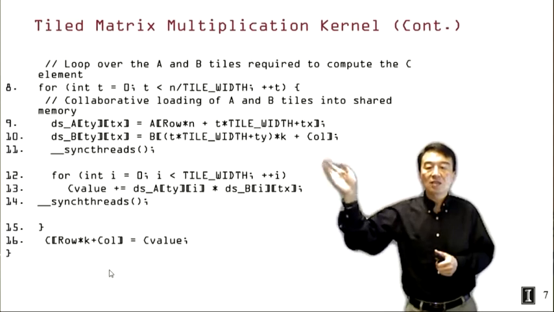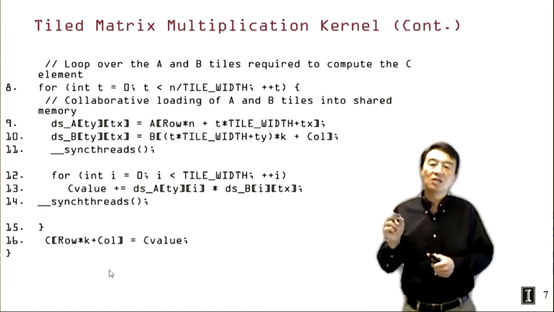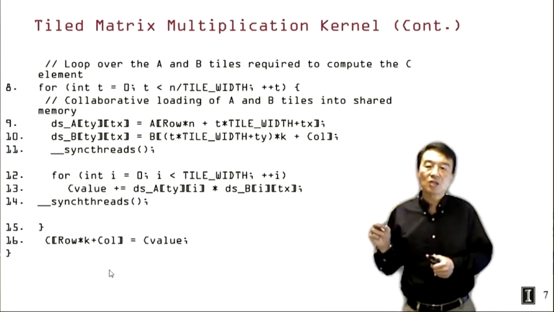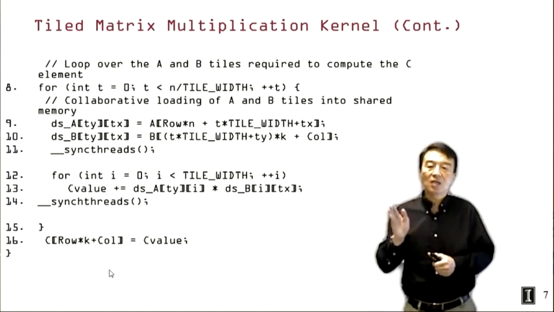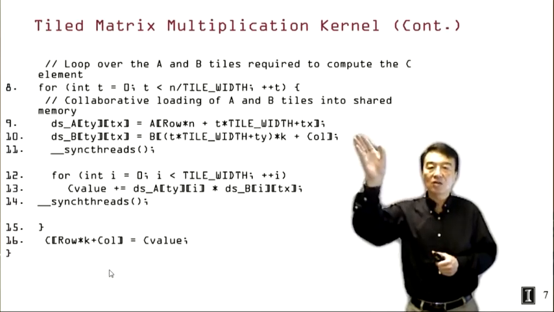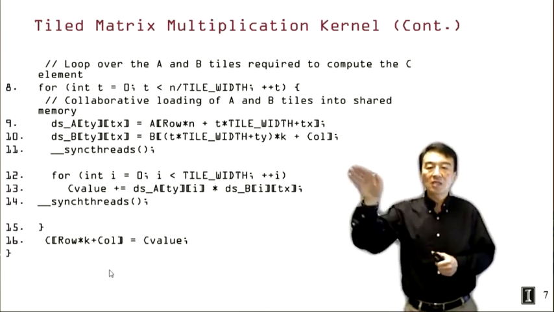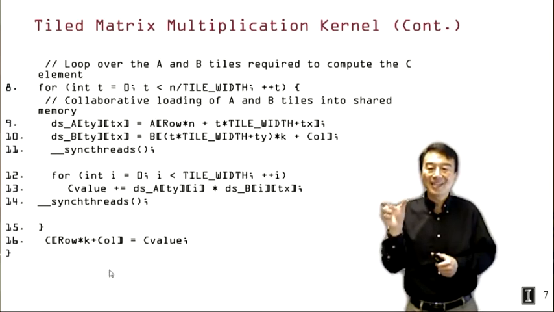And here we see a sync thread in line 11. This is important. Remember, all the threads will be loading these elements, but they may be loading these elements at different speed. So some of the threads may finish a lot earlier than the others. So sync thread is the barrier synchronization, as we discussed in one of the previous lectures, that allows all the threads to wait for each other until all the elements in those two tiles have been loaded into the shared memory.